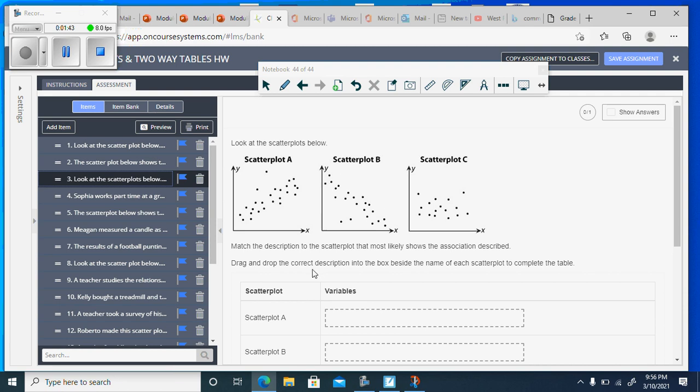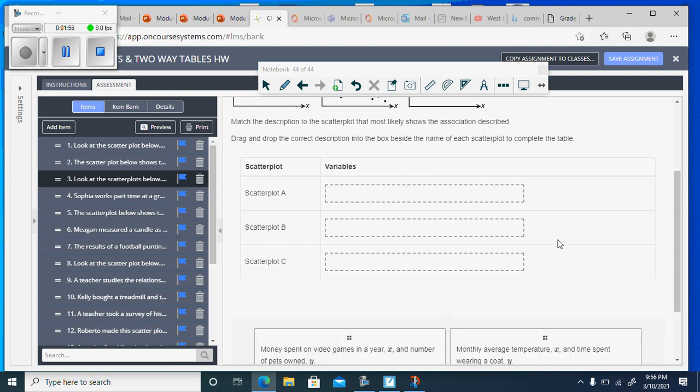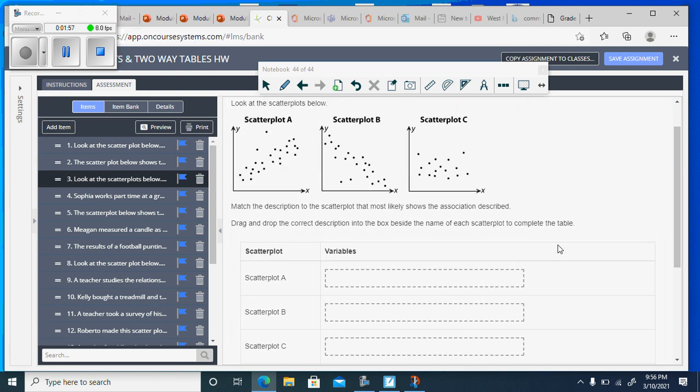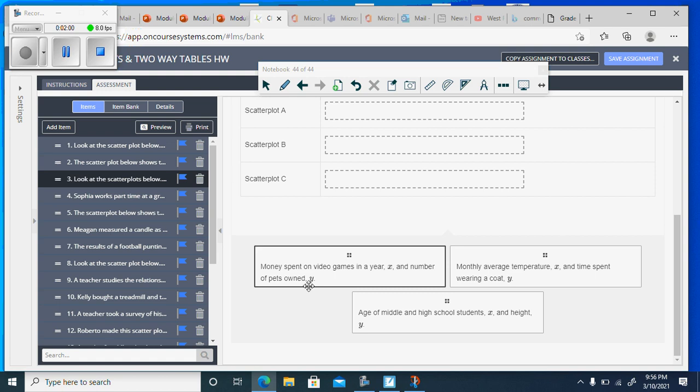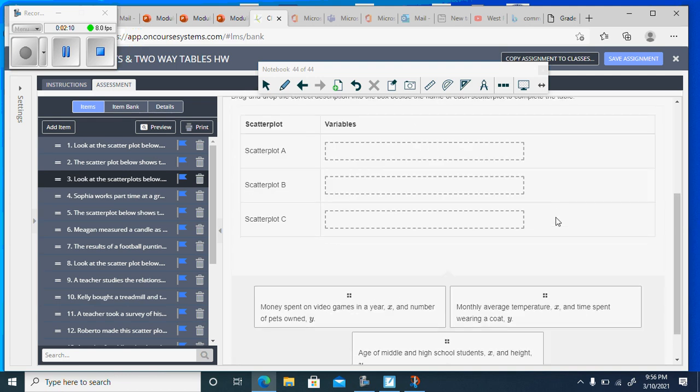Look at the scatter plots below. Match the description to the scatter plot that most likely shows the association described. Scatter plot A. Here are the scenarios. Money spent on video games in a year for the X and number of pets owned. Do you think there's any correlation between those? Probably not. That'd be scatter plot C.